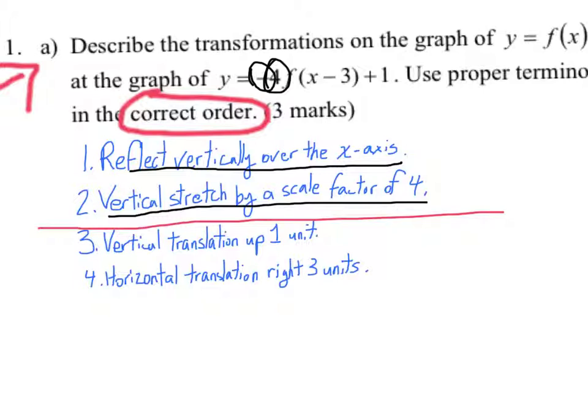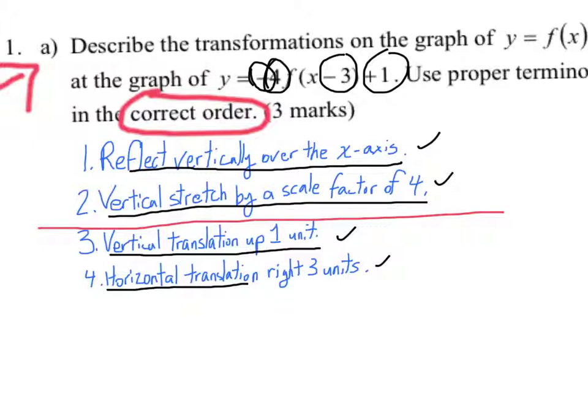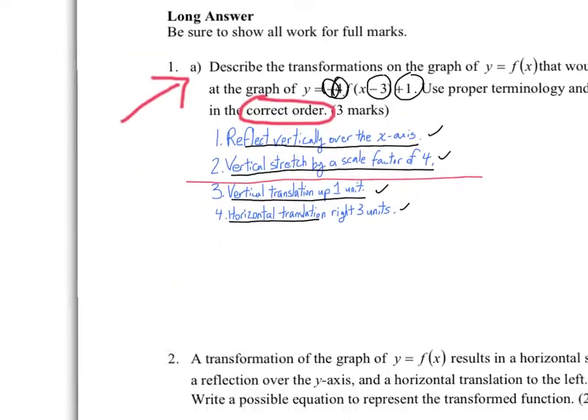For the translations, we have a translation up 1 unit. That's the +1 on the end. We have a translation 3 units to the right, so a horizontal translation 3 units to the right. That's that -3. Quite a lot of things. So each one of these was a half point for all the identifications, and then 1 point for the correct order. We'll zoom back out.